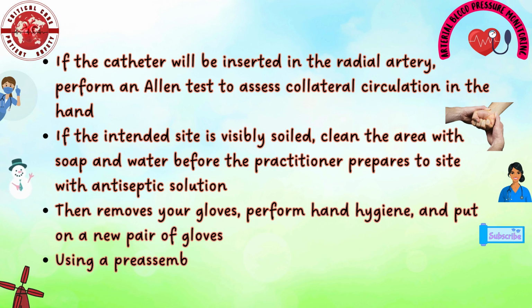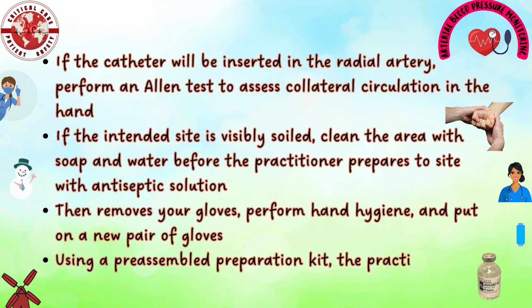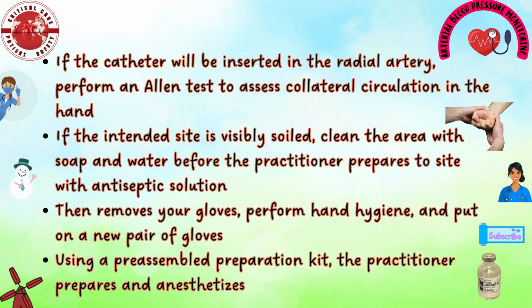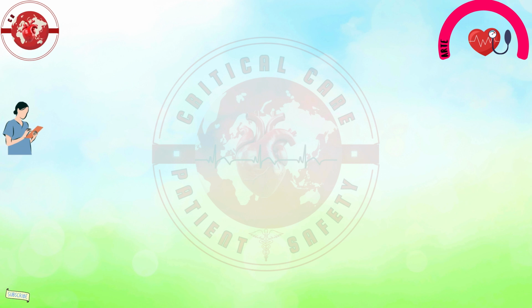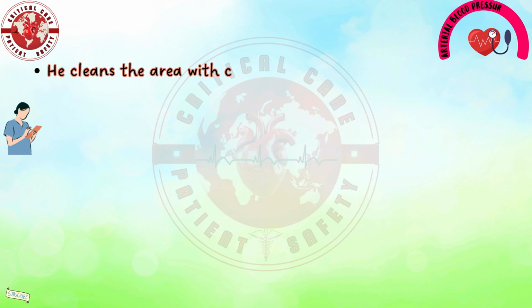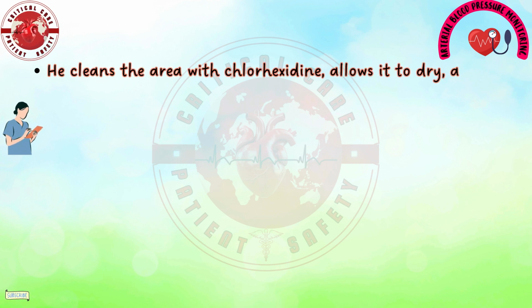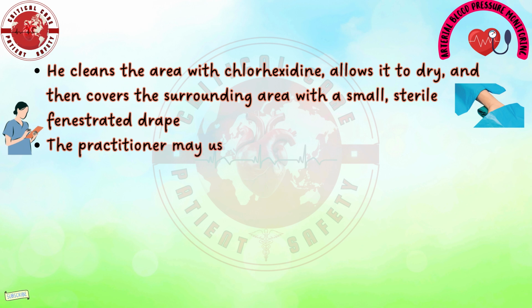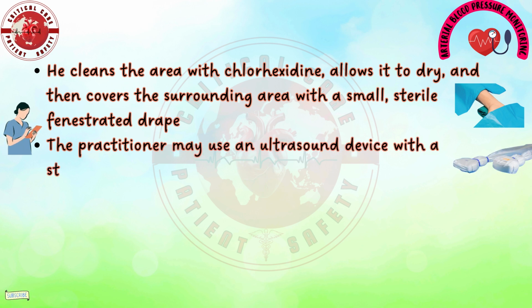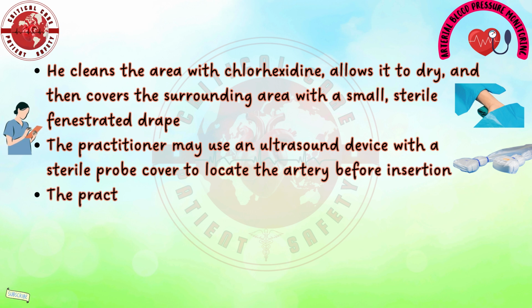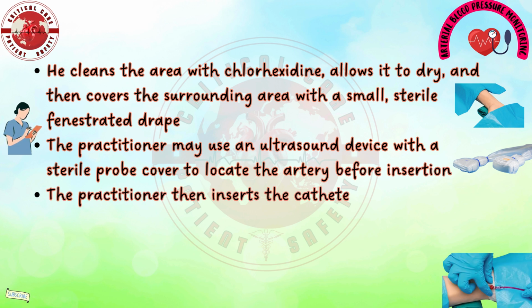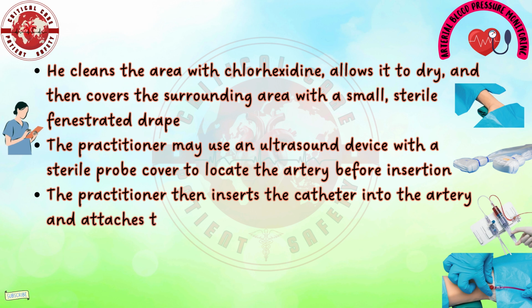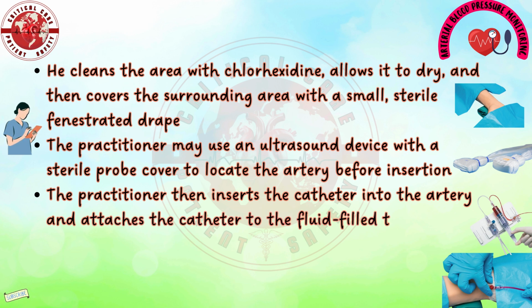Using a pre-assembled preparation kit, the practitioner prepares and anesthetizes the insertion site. He cleans the area with chlorhexidine, allows it to dry, and then covers the surrounding area with a small, sterile fenestrated drape. The practitioner may use an ultrasound device with a sterile probe cover to locate the artery before insertion. The practitioner then inserts the catheter into the artery and attaches the catheter to the fluid-filled transducer tubing.